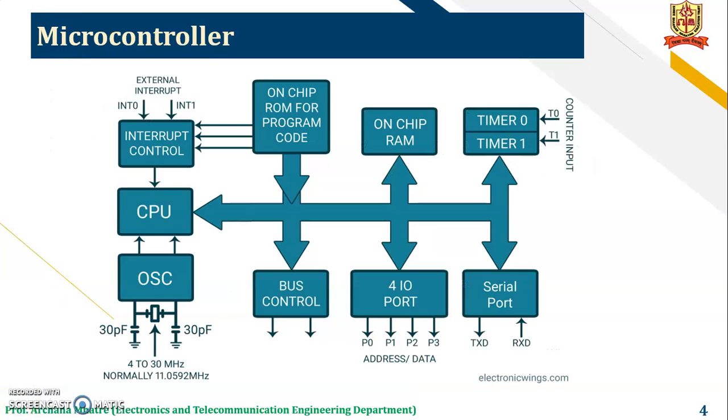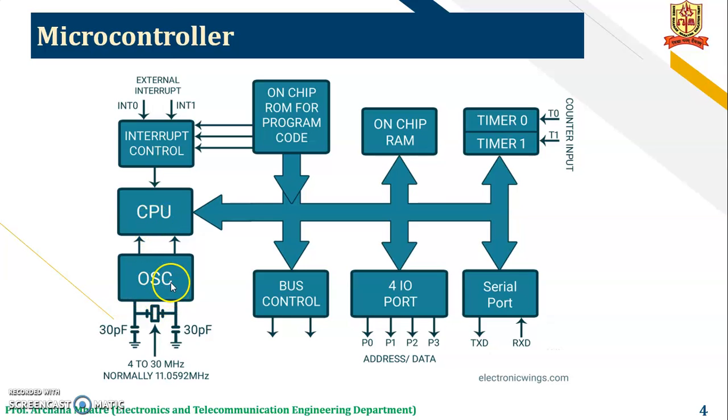Then next we will study about the microcontroller. Now this is a general block diagram of the 8051 microcontroller. In this block diagram, as you can see, we will start from the first block. First block is the interrupt control. Now interrupt means disturbance. So there are a total of 5 interrupts in the 8051 microcontroller. That interrupt can be an internal interrupt or an external interrupt. So this is the interrupt, and then this is the CPU, central processing unit.